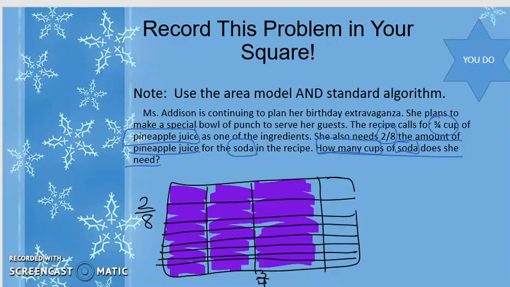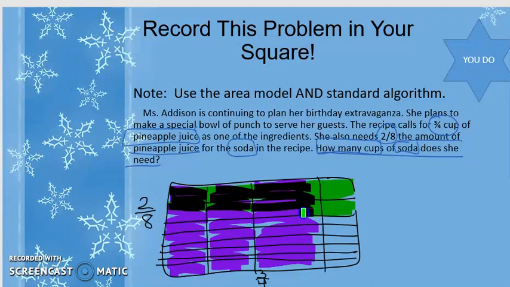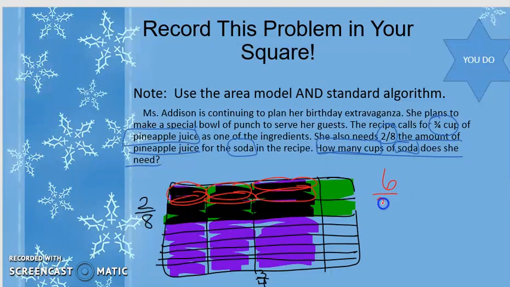Okay, and now we're going to do 2 out of 8 of those parts. And then we're going to count up how many of these boxes out of the 32 did we fill in? And you will see that we have 6. So that means we have 6 32nds, or 6 over 32.